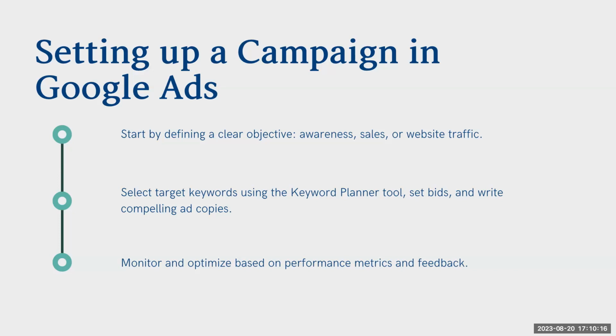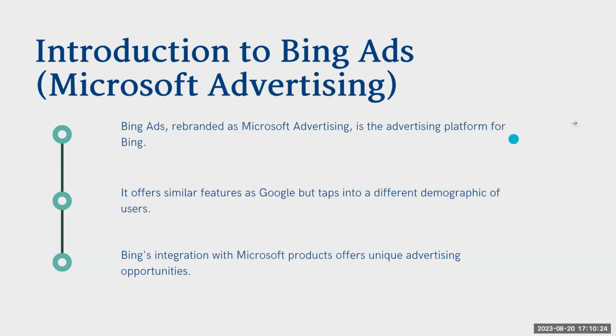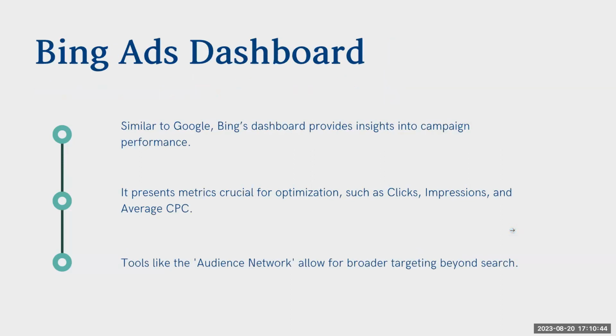Inside that, you can also monitor and optimize based on performance metrics and feedback. Of course, we have Bing, which does a very similar thing to Google. It offers very similar features if you're on their platform as well, and they tap into different demographic users. They are very similar in terms of how their dashboard looks, in terms of their campaign performances, and in terms of the metrics they use.